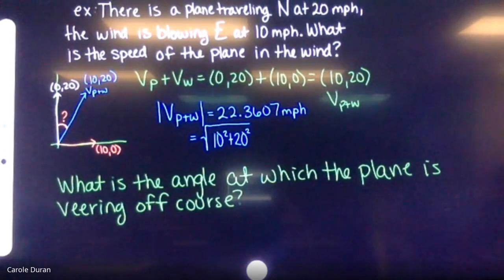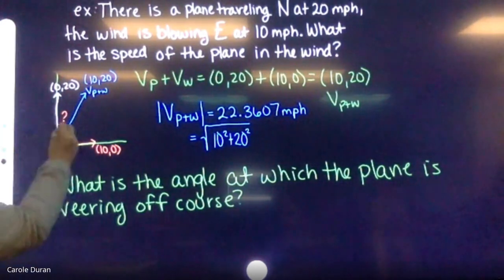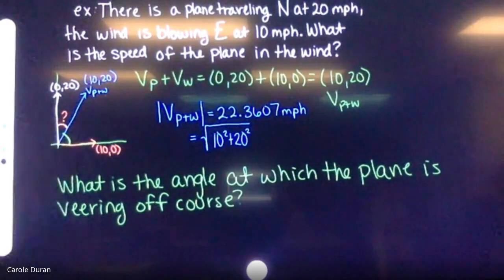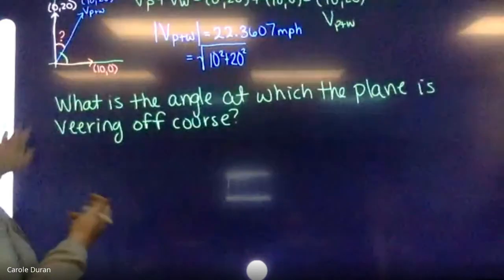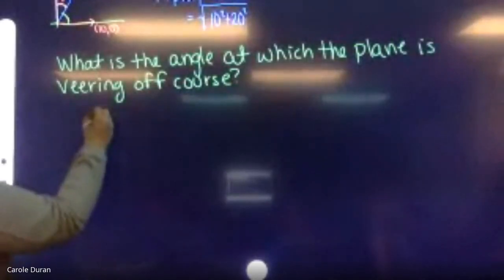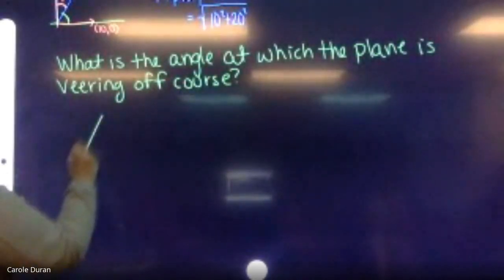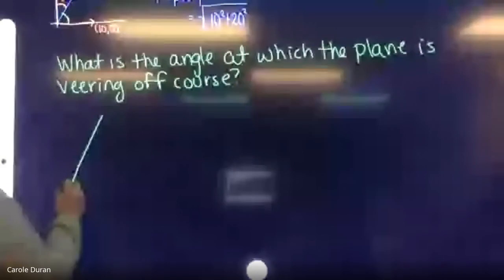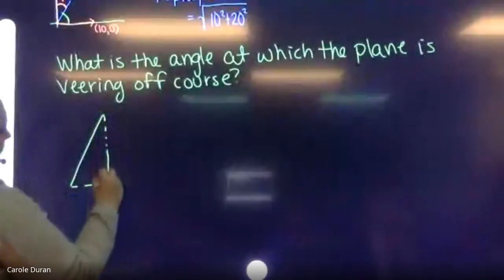I can't start with that angle though. I do not have enough information. But I do have enough information to solve for this angle and then use it to solve for that angle. So I'm gonna draw another picture just so we get an idea of what I'm telling you. From where my plane ended up, I had this right triangle happening, right?